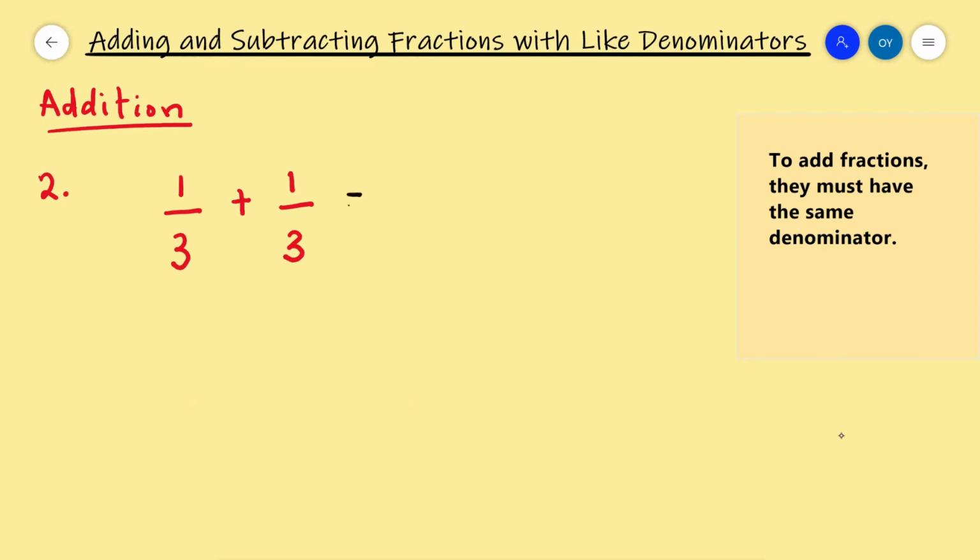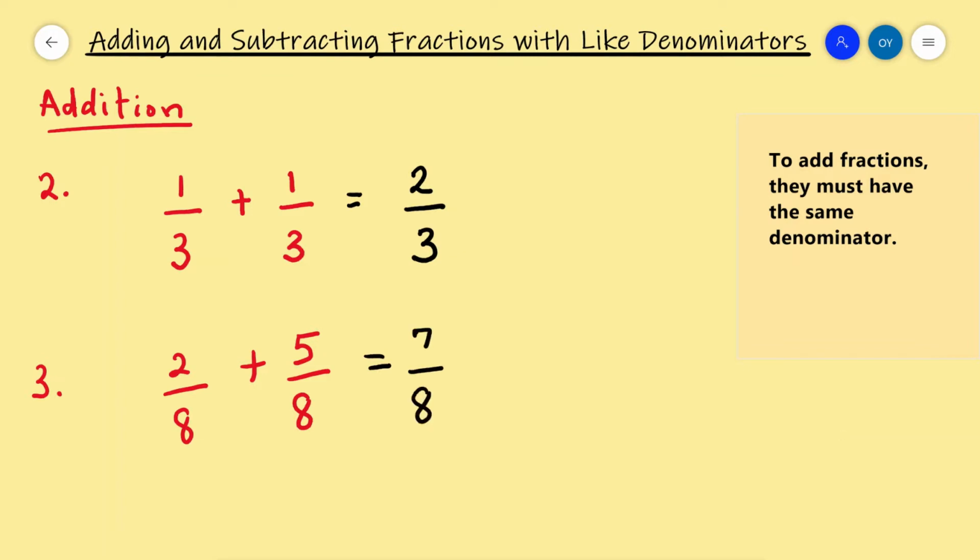Here is another example, 1/3 plus 1/3. 1 plus 1 is 2. So you add the numerators, then over 3. So we have 2/3. Here is another example, 2/8 plus 5/8. 2 plus 5 is 7. Then we have 7/8.